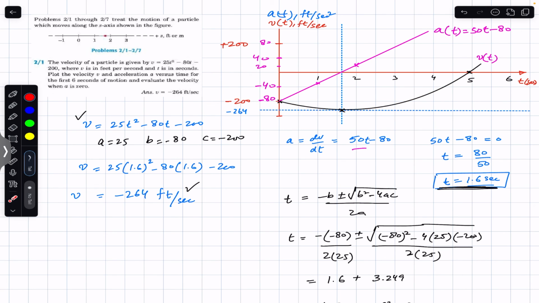So the acceleration is negative until 1.6. Then the slope becomes 0, the acceleration becomes 0, and after that point the tangent to the velocity graph becomes positive. So this is the solution of this particular point. At t equals 1.6, the acceleration is equal to 0, and at that point the velocity is minus 264 feet per second. This is the representation of the velocity as a function of time, and this is the acceleration as a function of time.